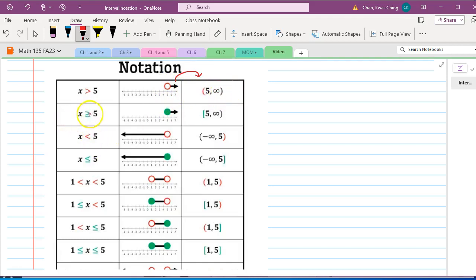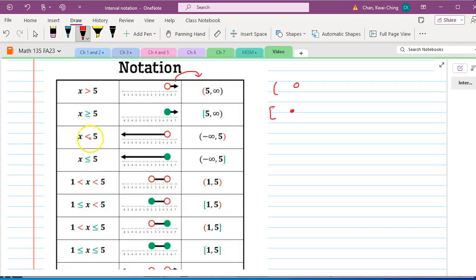If I do x greater than or equal to 5, then I would use the solid circle, right? Starting from 5 all the way to infinity. So my left-hand side is 5, my right-hand side is infinity. Because on the left-hand side the endpoint includes 5, I use a square bracket for including. So when you have a solid dot, you use a square bracket. When you have an open dot, you use a parenthesis. Infinity is always open because there's no end.